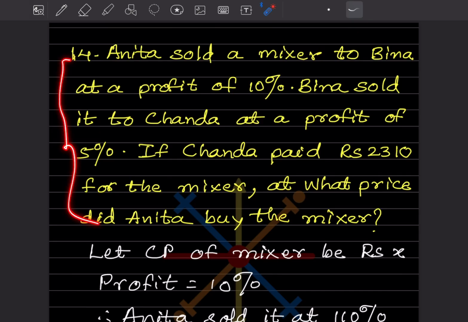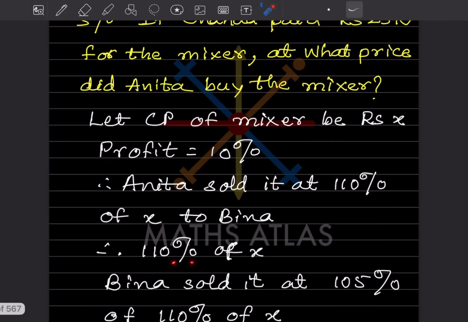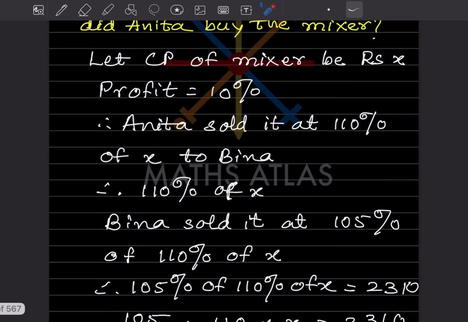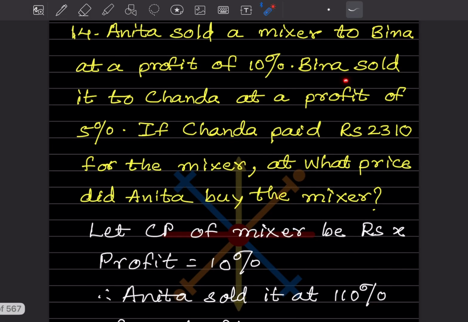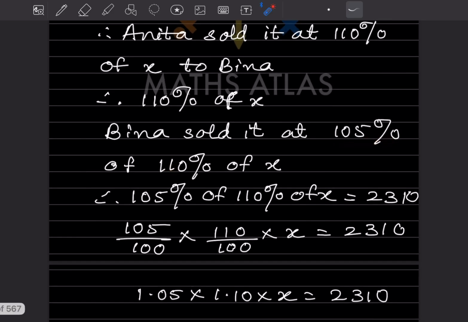This is the question given. So we'll consider the mixture cost price as X. Profit is given as 10%. So Anita sold it at 10% profit, which means she's selling it for 110% of X to Bina, because the cost price is X. Anita sold it for 110%, but Bina sold it at a profit of 5%. So Bina sold it at 105% of Anita's price.